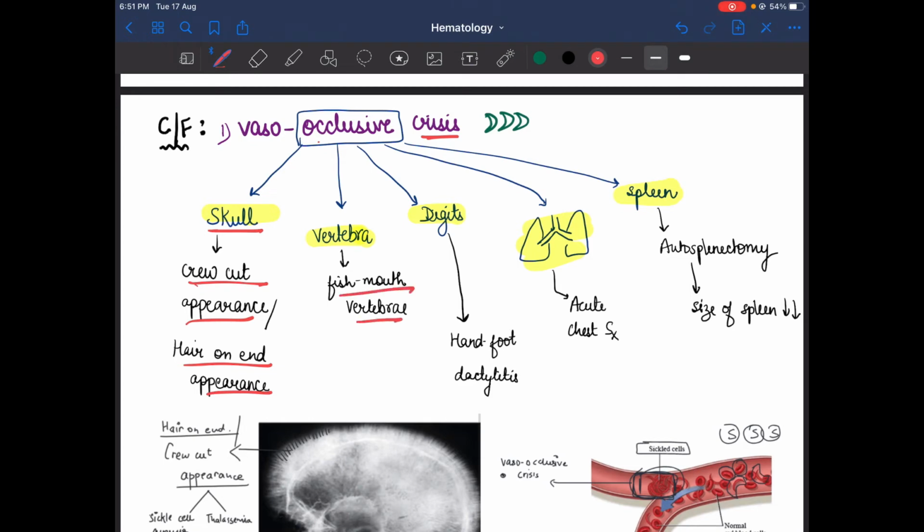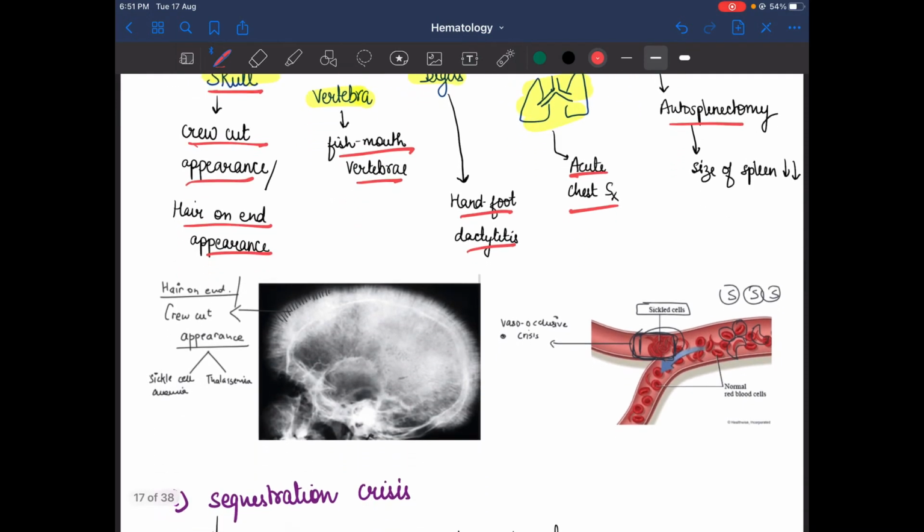In the vertebra, fish mouth vertebra is present. In the digits, hand-foot dactylitis is seen. In the lungs, acute chest syndrome is seen. While in the spleen, autosplenectomy is seen, as the size of the spleen decreases due to loss of blood supply.